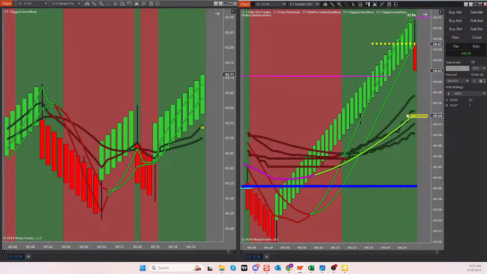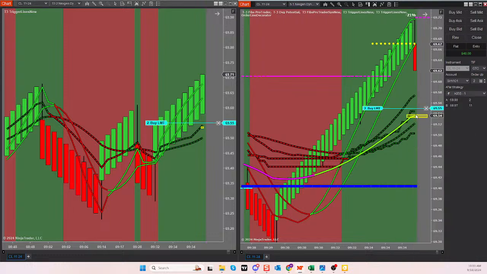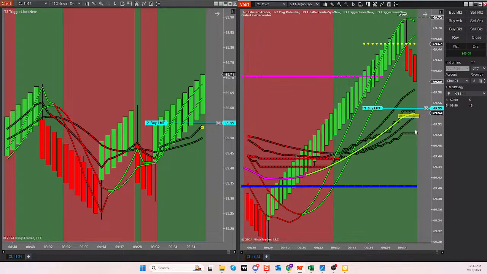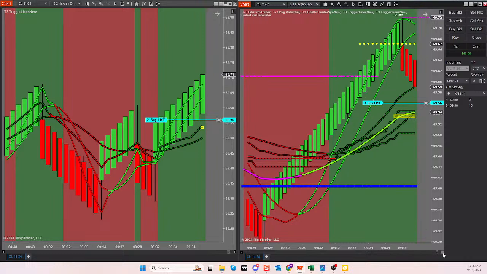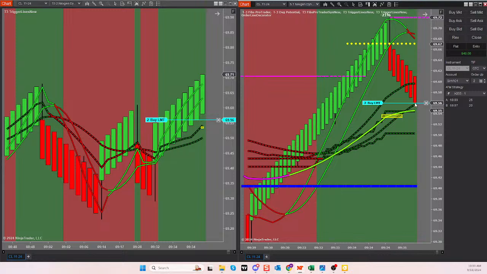And the only thing to do from here is to right-click on your chart and buy limit 2, a couple ticks above that mid-band, and then the market starts pulling down. And you'll notice that the mid-band starts pulling up as the market pulls down, so you might need to adjust a tick to stay a tick or two above it. And the market comes down, and it comes down, and boom. We are in a long trade.